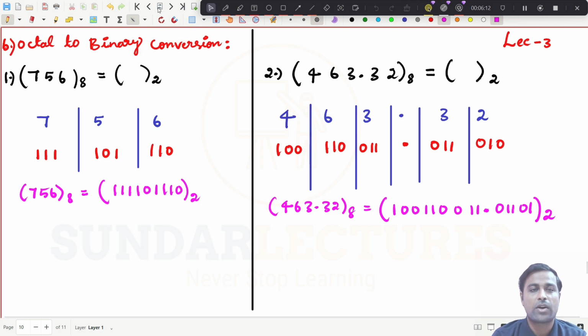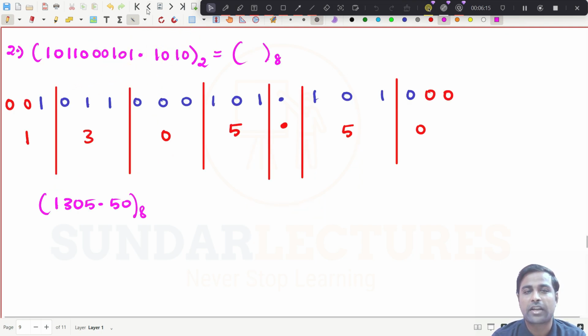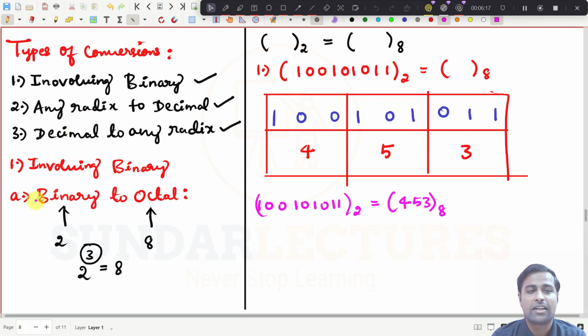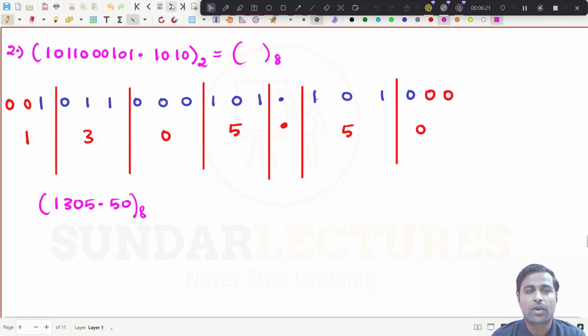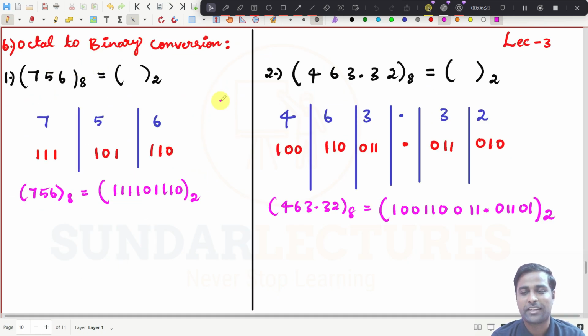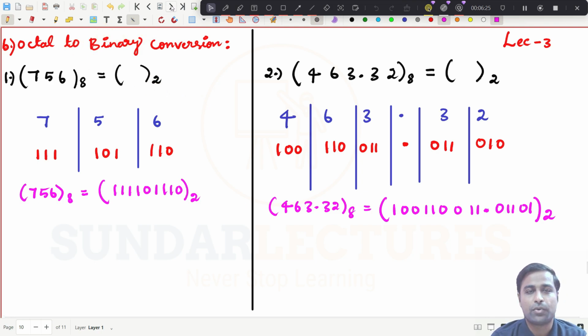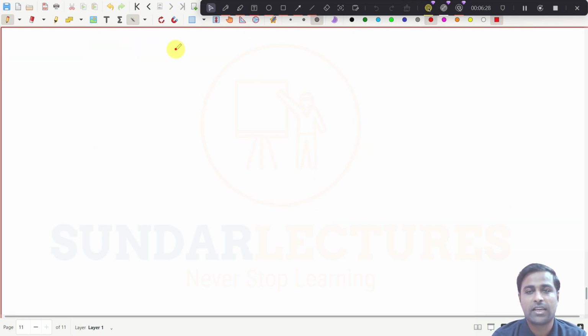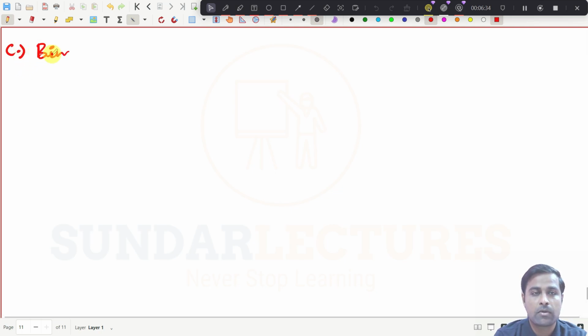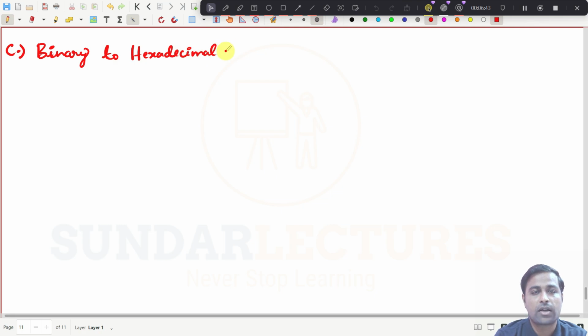See, if you know the procedure to convert binary to octal, that same procedure you have to follow to convert octal to binary. That's all, right? Now we will go for the next one, C, that is binary to hexadecimal.